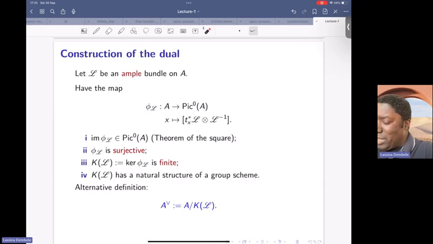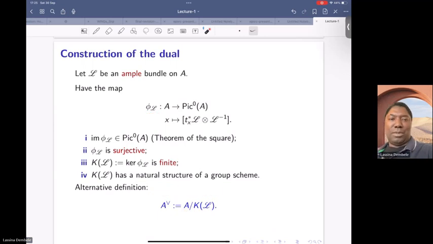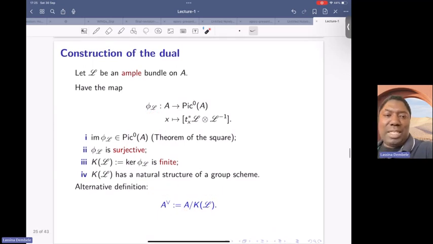So you have a map which is surjective on Pic^0 of A, which is A^0 dual, the K point of A^0 dual. And so what that means is that an alternative definition of your dual abelian variety, you can view it as the quotient of A by the kernel of phi_L. So that's a more intuitive and practical way of constructing this dual abelian variety.